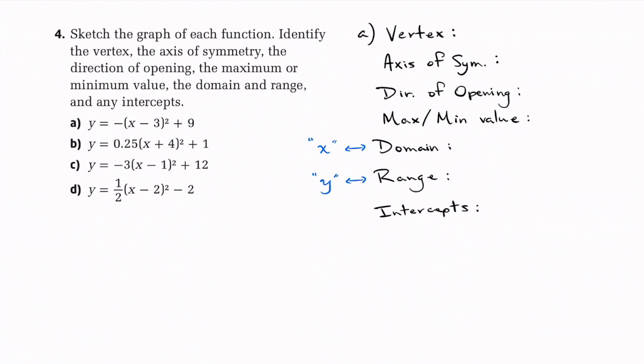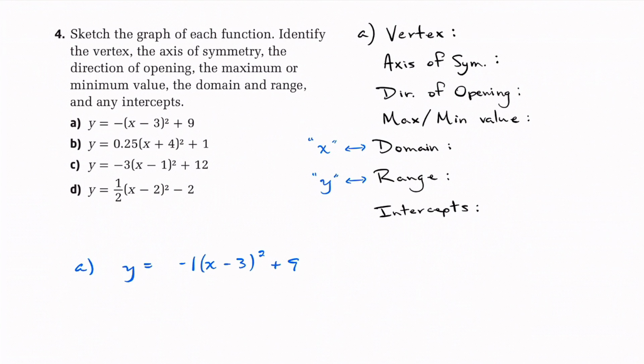In question number 4, it says sketch the graph of each function. Identify the vertex, the axis of symmetry, the direction of opening, the max or min value, domain, range, and any intercepts. So we are going to do A for this one. So I'm just going to write A below down here. Okay, and there is a hidden 1 right there.